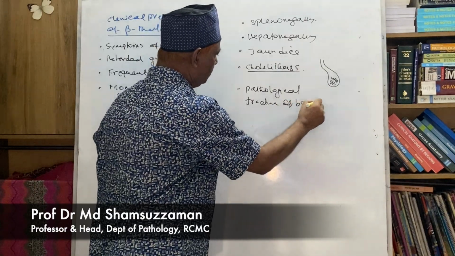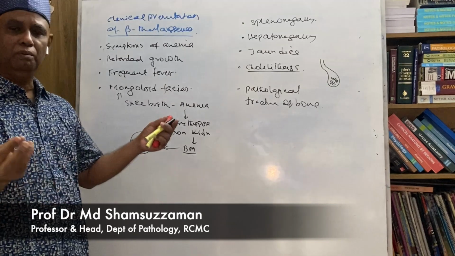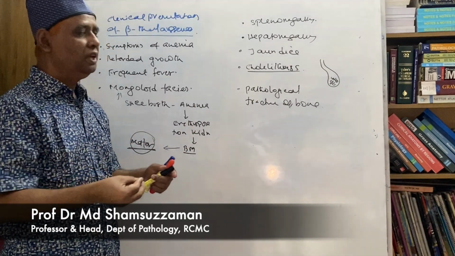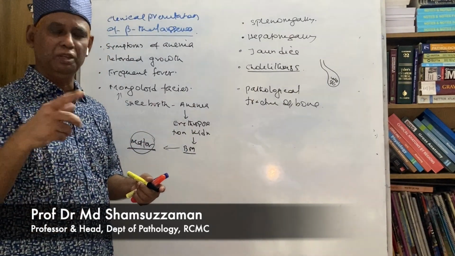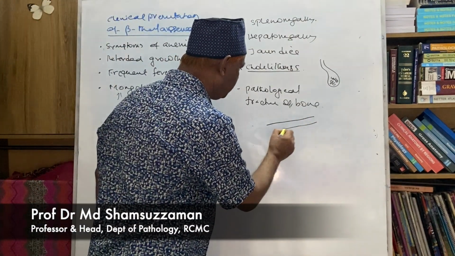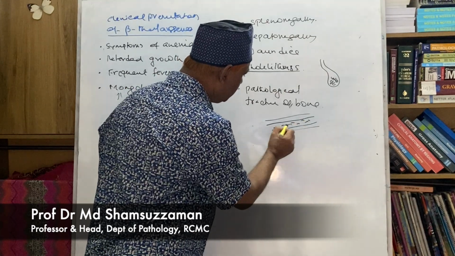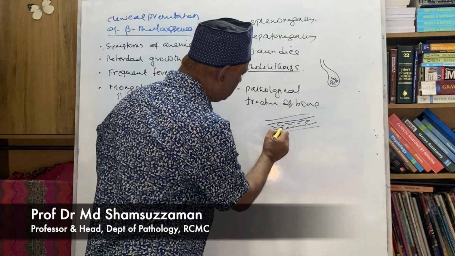Pathological fracture of bone. You know, pathological fracture of bone means the fracture of bone due to teeny injury, and it is due to pathology within the bone. Suppose this is the bone, and this is the medullary cavity. If there is hyperplasia of bone marrow, what will happen?